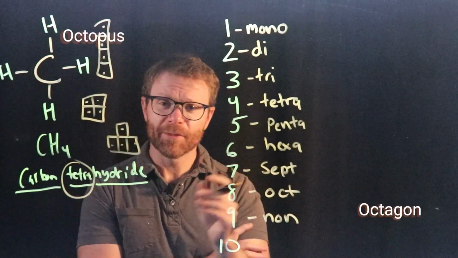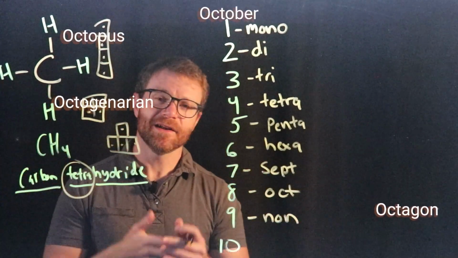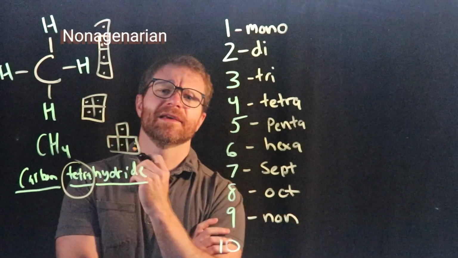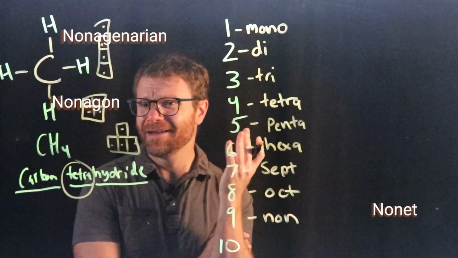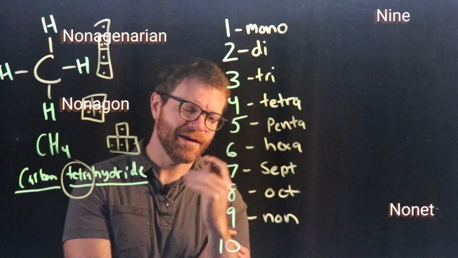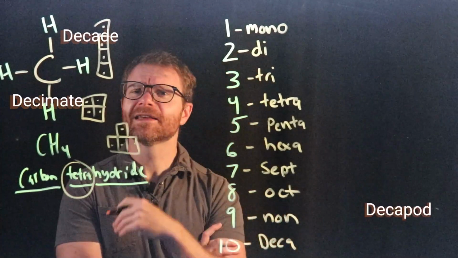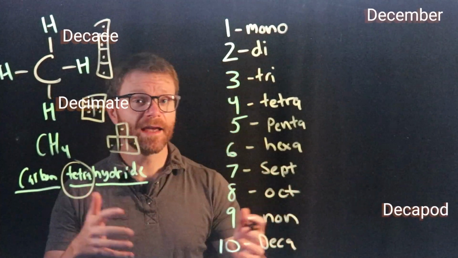Oct is easy to remember for 8. An octopus has 8 legs, an octagon has 8 sides. Non, I don't know what non examples there are, but know that non is 9. They sound similar, non, 9. And then 10 is deca. A decathlon is 10 events. A decade is 10 years.